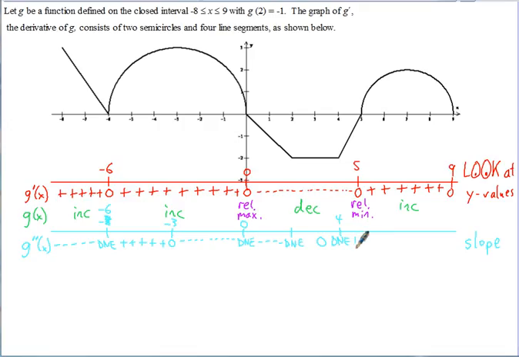Then it's positive until 5. Another corner, so it does not exist there. From 5 to 7, it's positive slope. And right at 7, it levels off, so there's a slope of 0. And then finally, from 7 to 9, the slope is negative. So we've got a whole bunch of possible points of inflection here, where the derivative is 0 or doesn't exist.